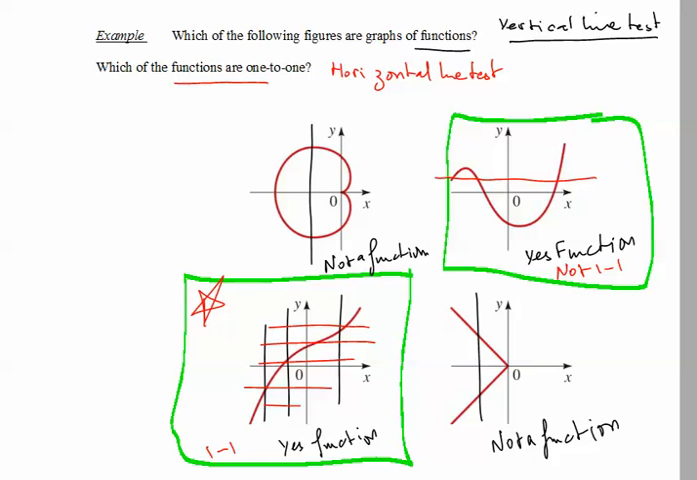The rest are, these two are not even functions, and this one here is a function but not one-to-one. And again, to check from the graph if it is a function, we do a vertical line test, and to check if it is a one-to-one function, we do a horizontal line test.